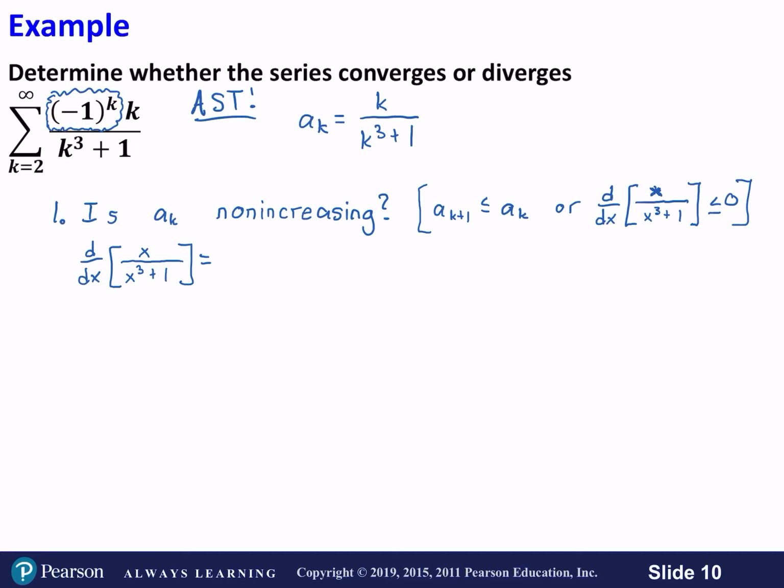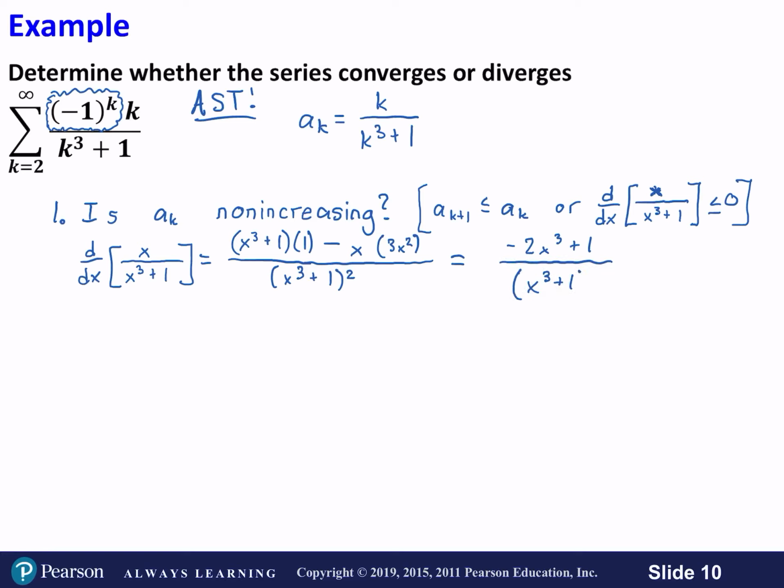All right, so when we take a derivative, we're going to have to use a quotient rule here. So it's low d high less high d low. So low times the derivative of the top, which is just 1, less high d low, so 3x squared, divided by the bottom squared, so x cubed plus 1 squared. So on top, this simplifies to just be negative 2x cubed plus 1. And on bottom, we've got x cubed plus 1 quantity squared.